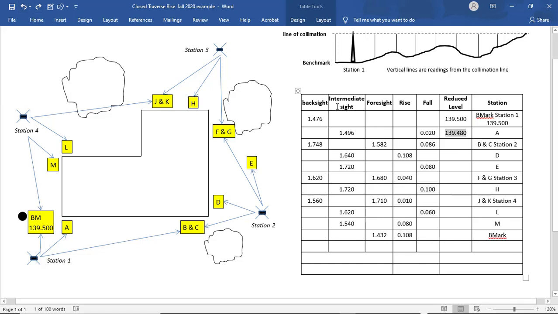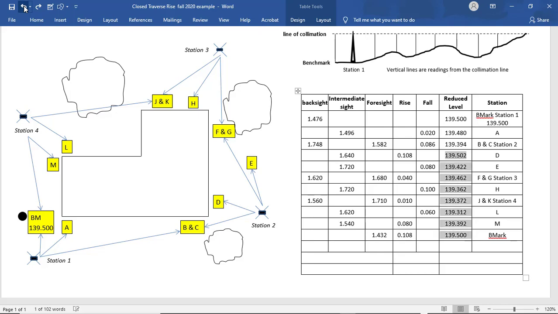All right, the next thing we do is our reduced levels. We've got 139.5 minus 0.020 gives 139.480. That was taken away because it's a fall. We've got another fall again, so that 0.086 is taken away from 139.480, and that gives us our answer there. Then our next one's a rise, so that goes plus. It'll be 139.394 plus 0.108 gives us 139.502, and we just continue that process through the booking sheet.